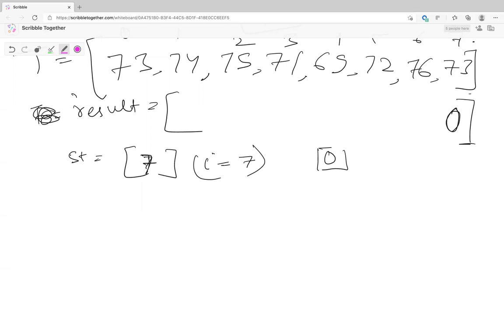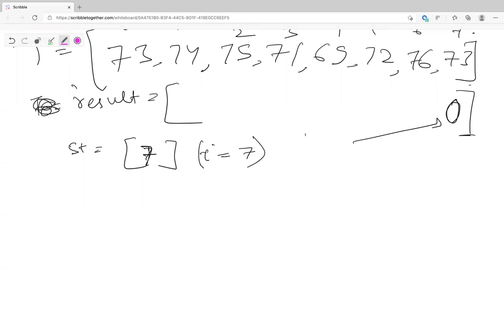This is the answer. So you are at I equal to 7. Initially your stack is empty, so there are no elements, no days which are warmer than I equal to 7. So you add 0, and then you add 7 into the stack. We are only putting indexes, but in case I say the temperature, you'll understand what I'm saying.